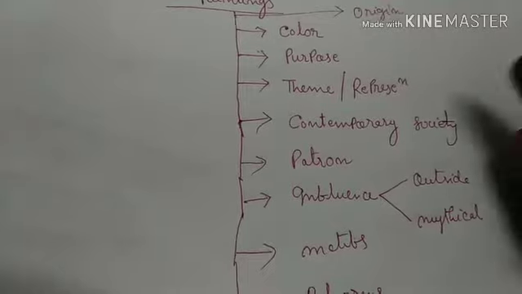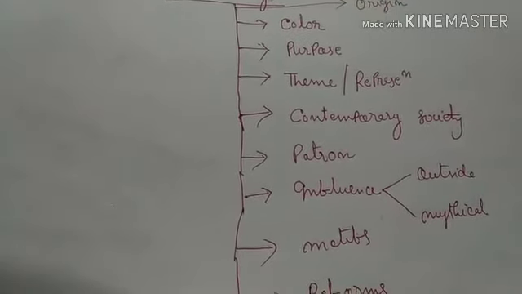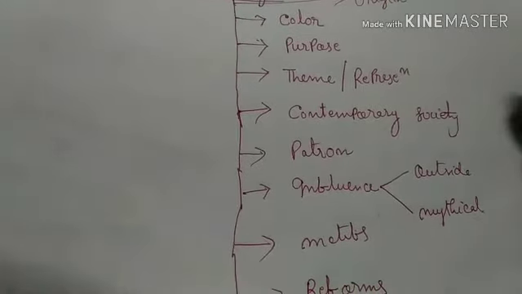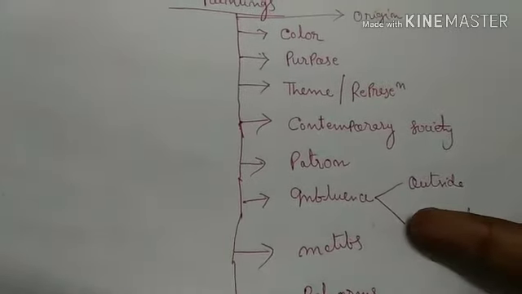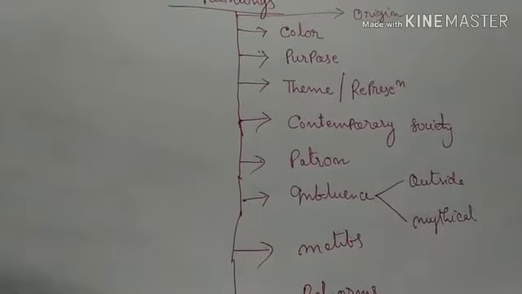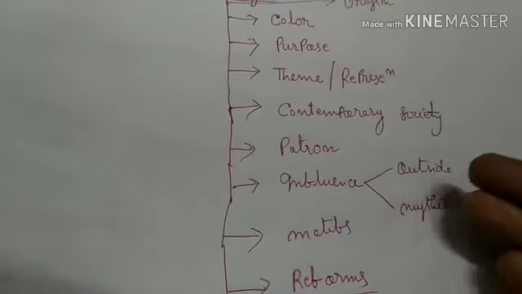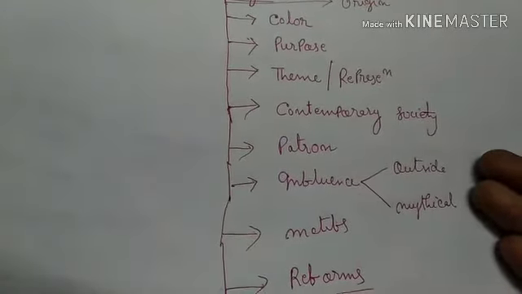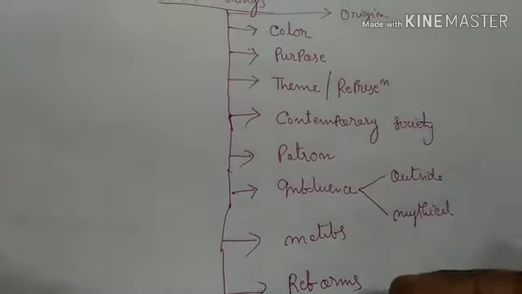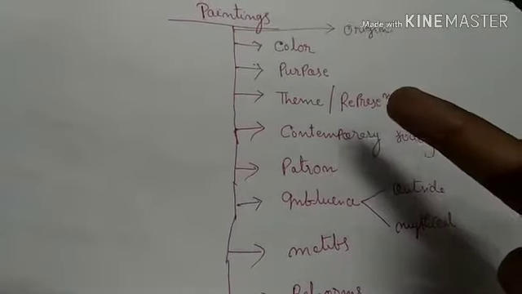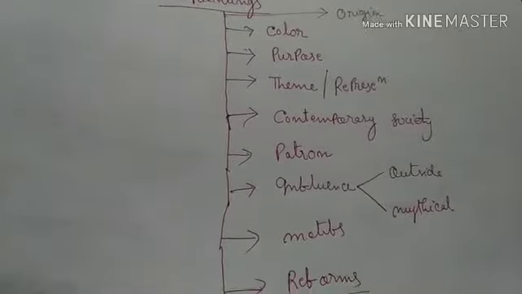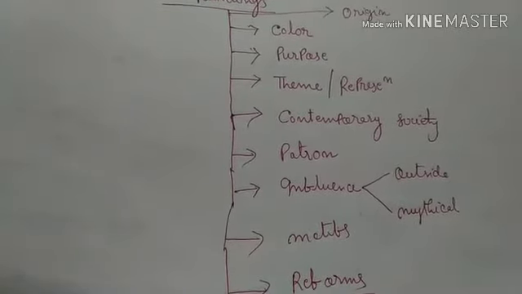Contemporary society: how the paintings have represented contemporary society. Is there any pattern? What is the influence on those paintings? Is it outside? Is it mythical? Or is it anything else? What are the motifs? What is the symbolism? Is there any symbolism in the paintings? What are they? And reforms. Is there any reformative purpose, or is there any outcome of those paintings leading to social reform?